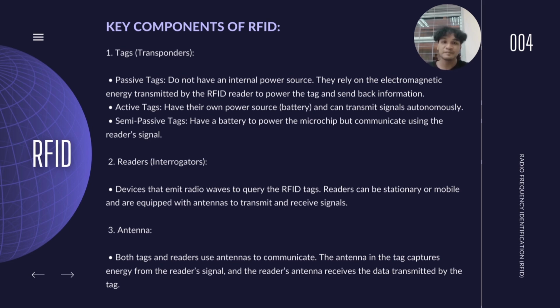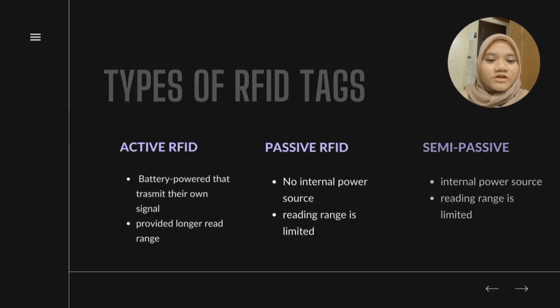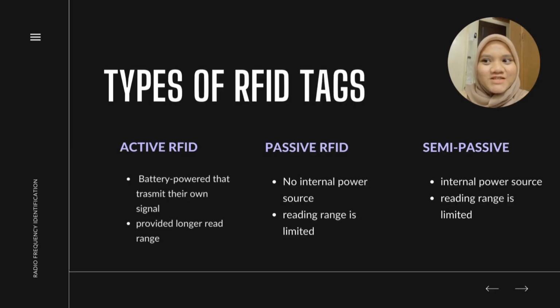Farhuda Binti Mansur is going to explain the principles of radio frequency identification. As my teammate mentioned before, RFID systems work by sending radio waves to each other to identify objects and map the data. Before we jump to the working principle, let me introduce you to the types of RFID tags. These are active, passive, and semi-passive.